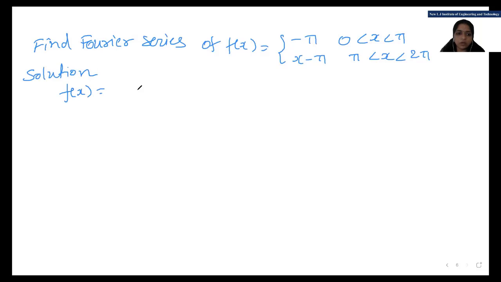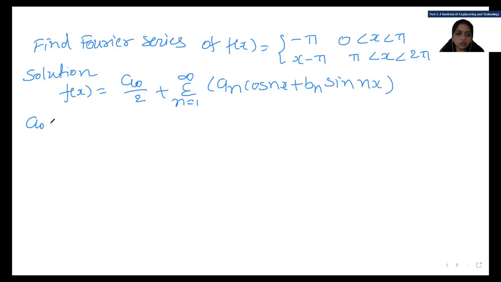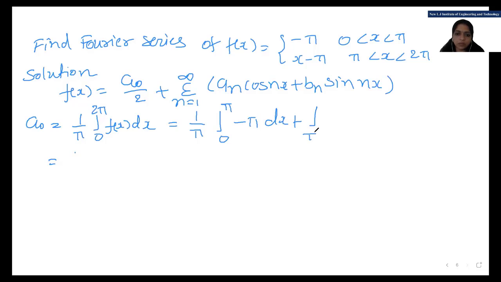Our main formula for the Fourier series is a0 by 2 plus summation n equals 1 to infinity of an cos nx plus bn sin nx, right? Now the formula for a0 is 1 by pi integral 0 to 2 pi f of x dx. So 1 by pi, for 0 to pi my function is minus pi, so minus pi dx, and for pi to 2 pi my function is x minus pi, right? And 1 by pi is common.